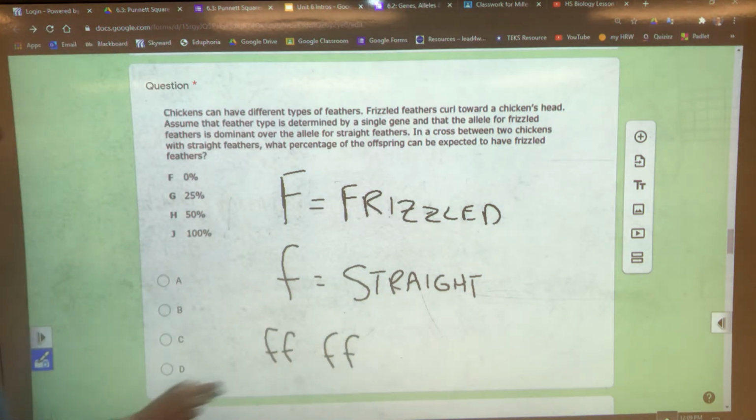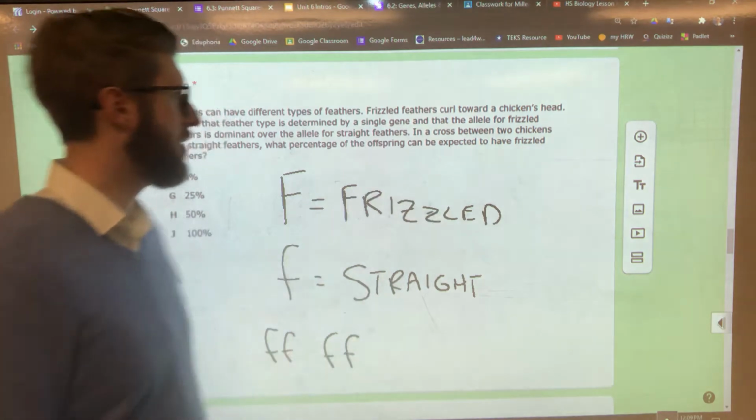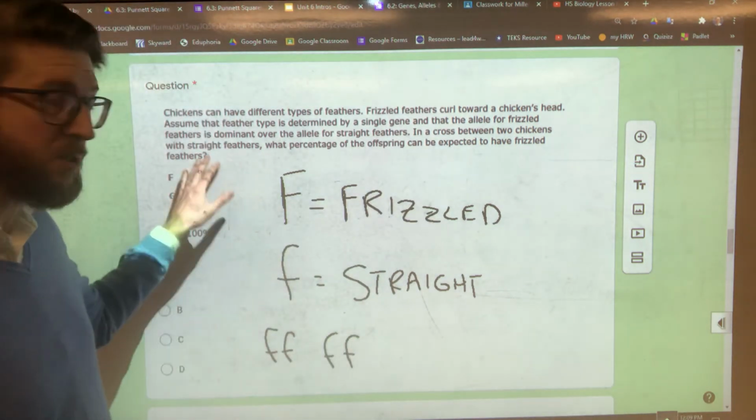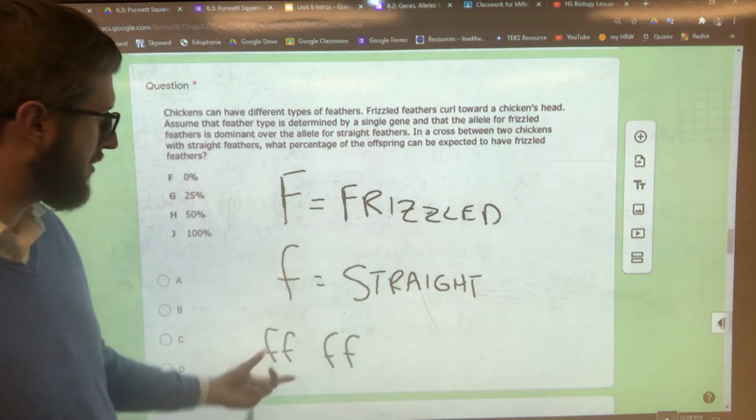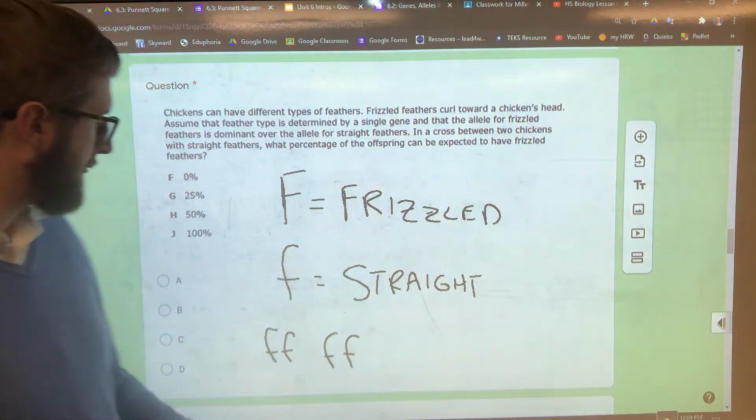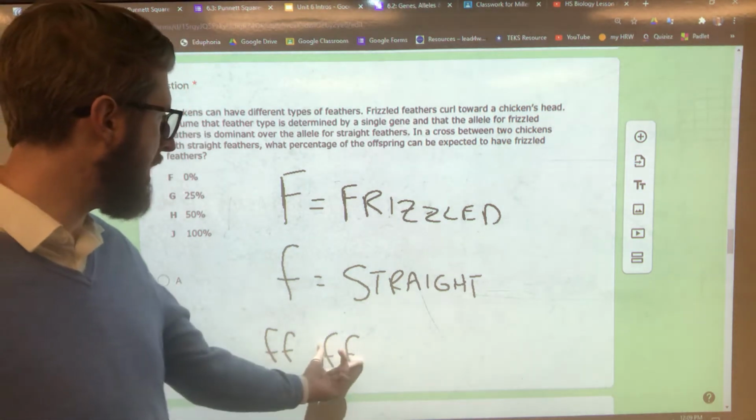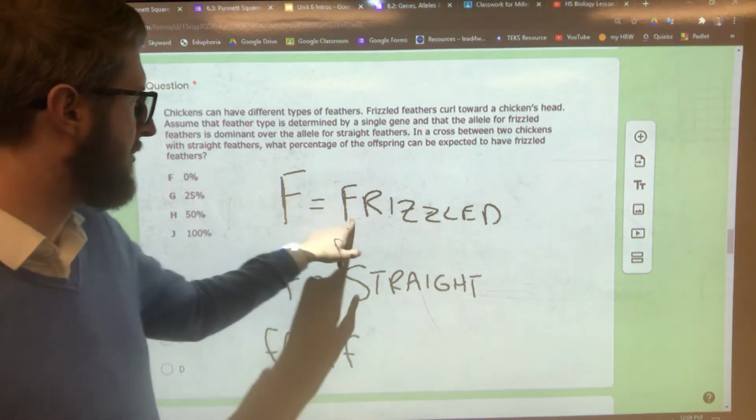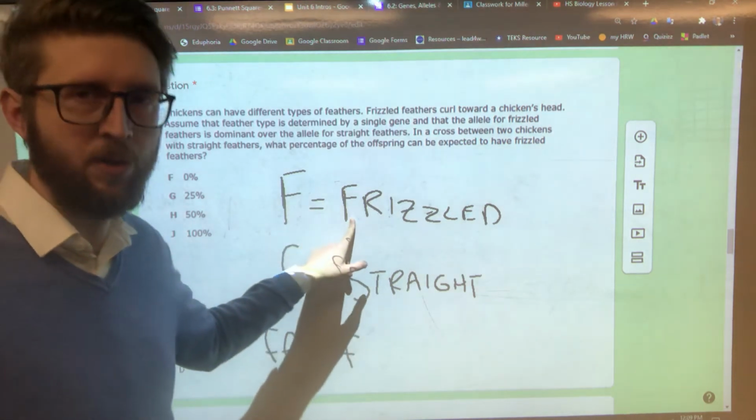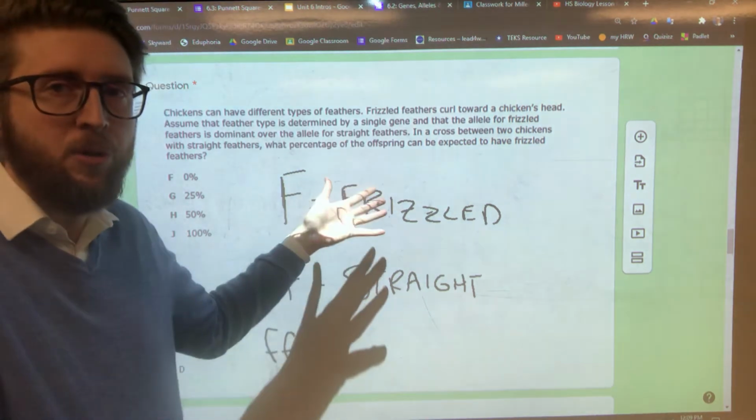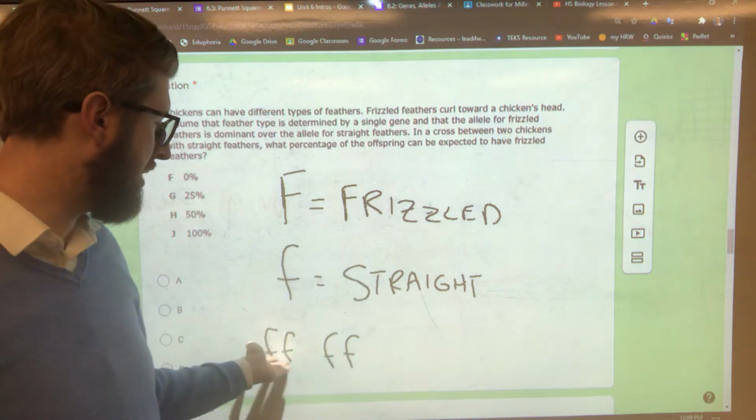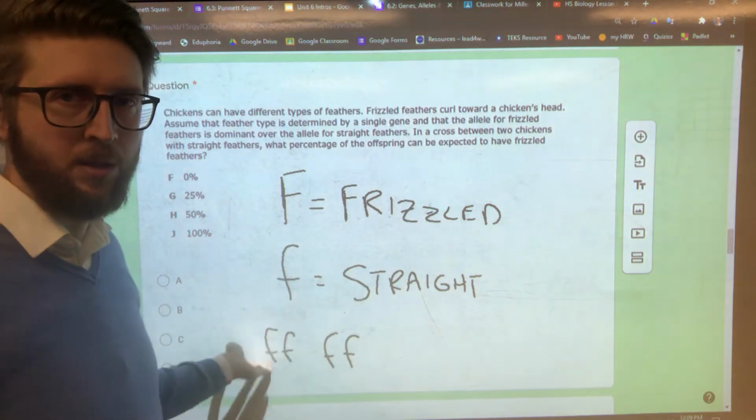So what's the percent chance that the offspring can be expected to have frizzled feathers? Well, 0. Because neither mom or dad have a capital F. So I don't even need to do a Punnett square in this. I could, and I could show you, but they would all be lowercase f. They'd all be recessive, okay?